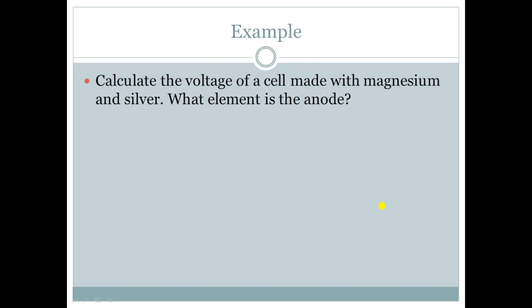So let's do some math with this. We want to calculate the voltage of a cell made with magnesium and silver and figure out which element is going to be our anode.